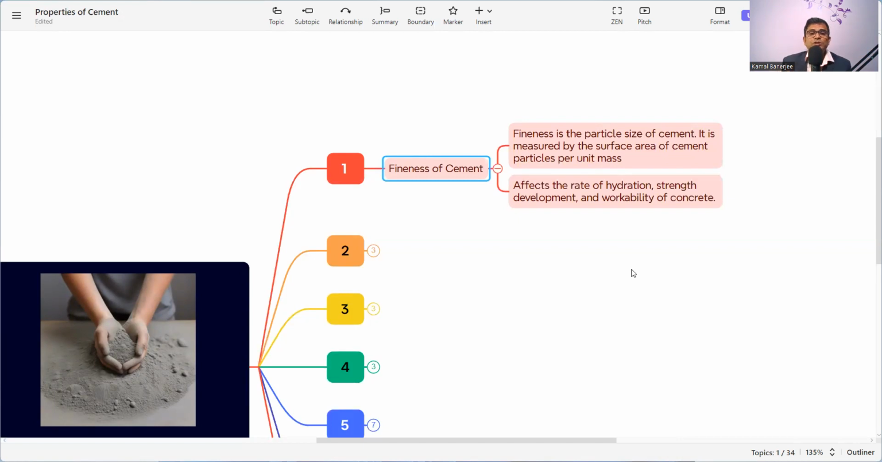So the first thing we need to know is the fineness of the cement. This is one of the most important criteria for selecting cement. First, we need to know the fineness of the cement. So this is fineness of cement.